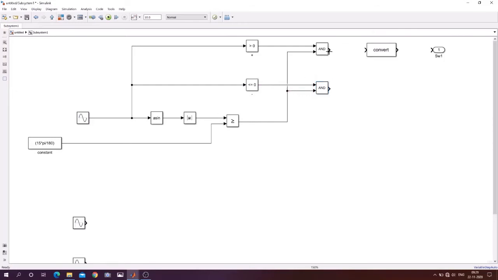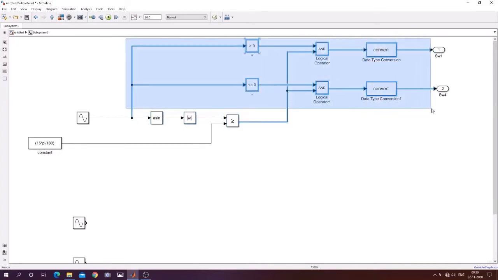Then the result of this AND I will convert to get the gate pulse for switch 1. The same thing I will do for switch 4, because from this phase switch 1 and 4 will come out. Yeah, the same exercise I will repeat for the other phases also.